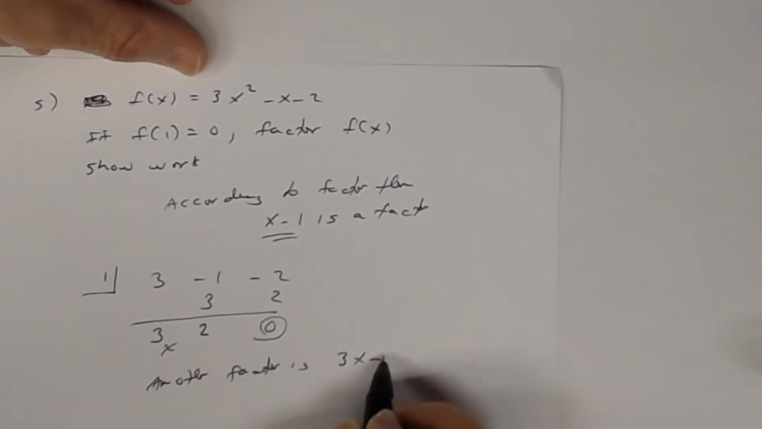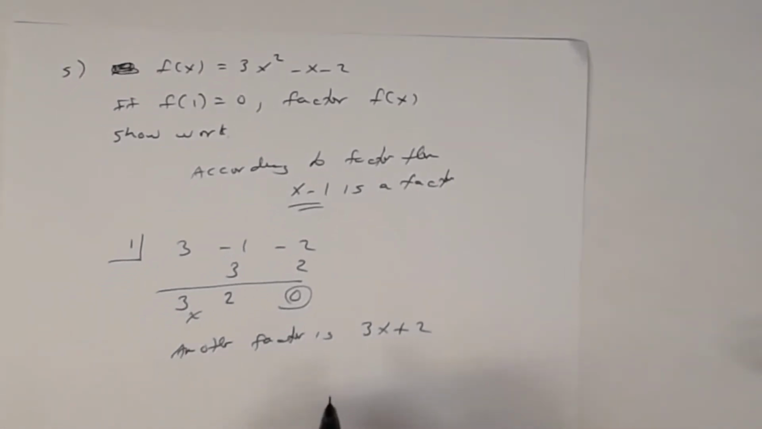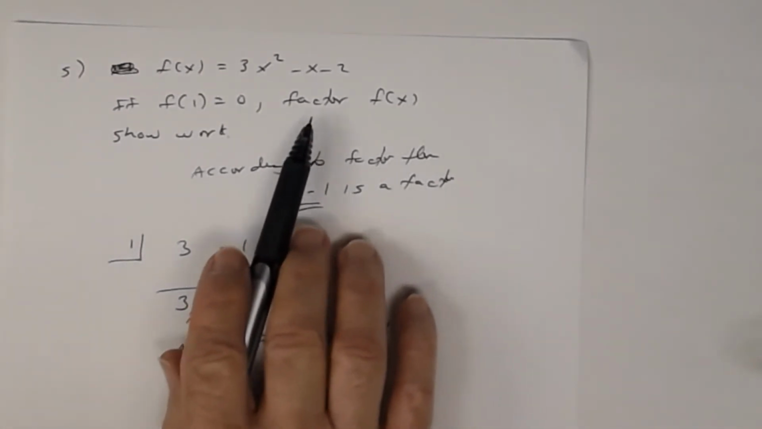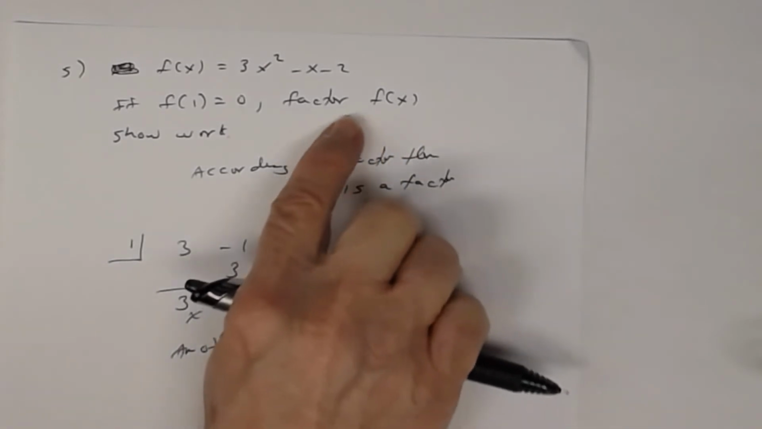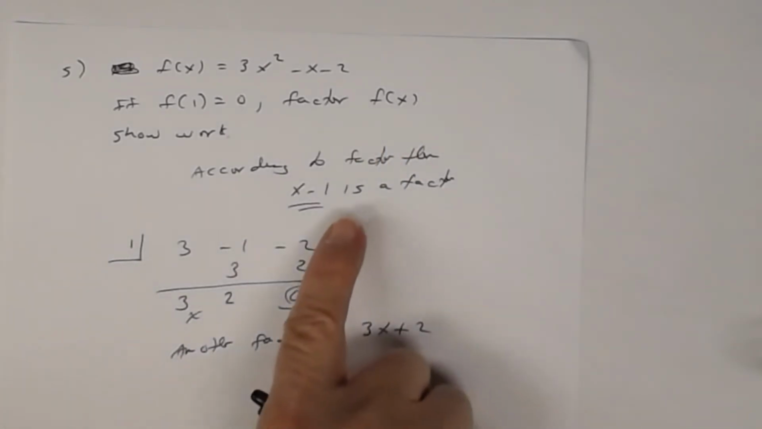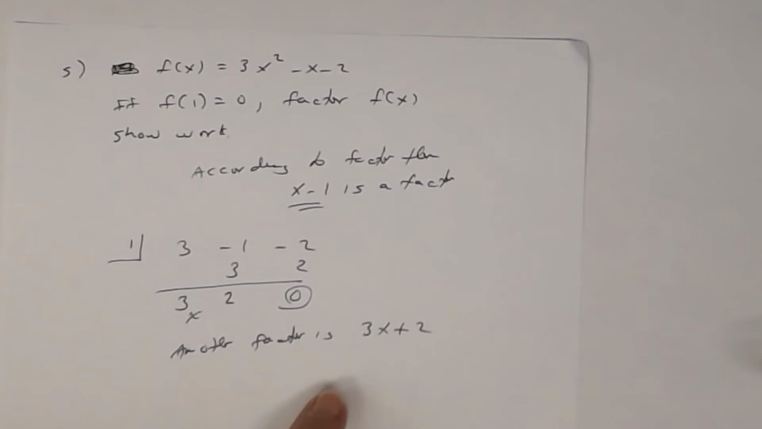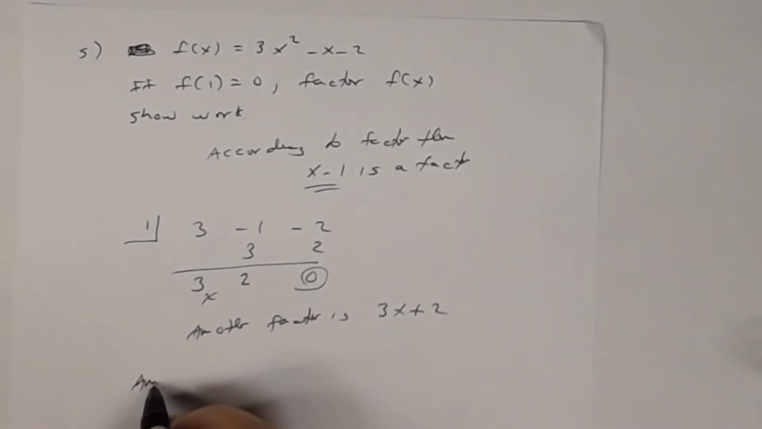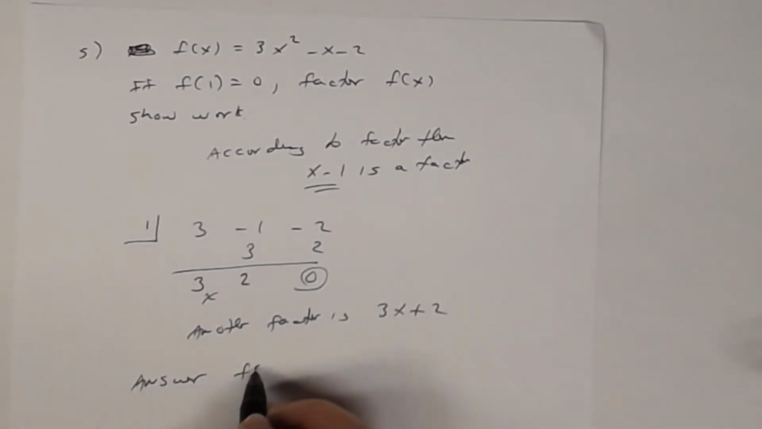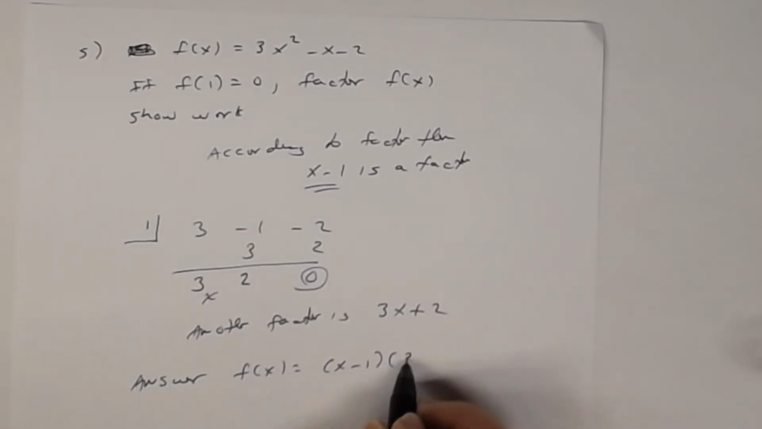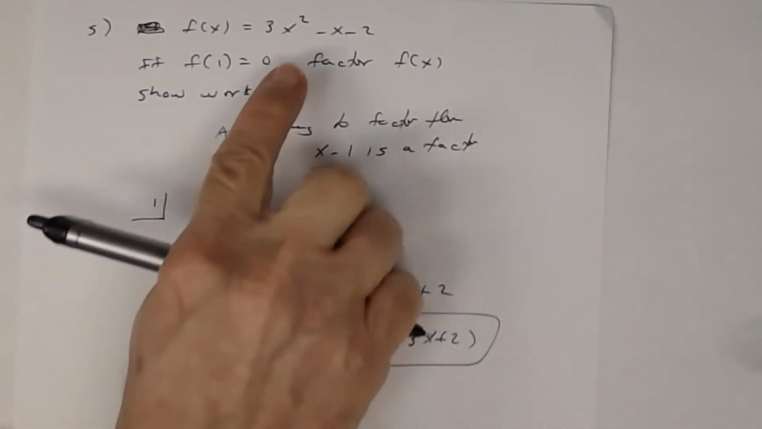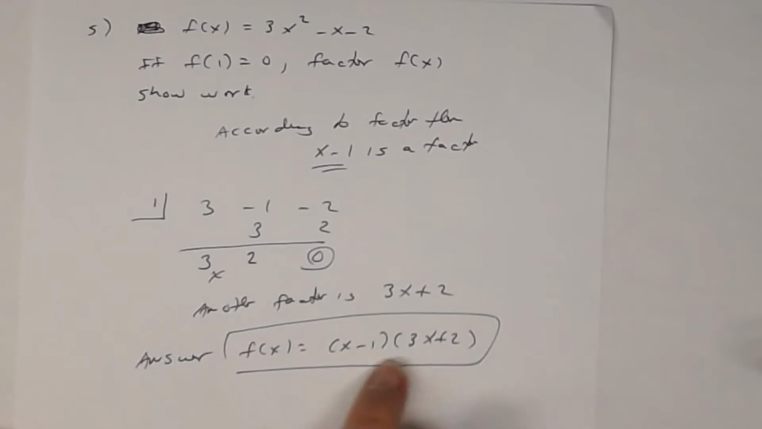is 3x plus 2. Now remember, the direction says factor f of x. So don't write this and say you're done, because you have to answer the question. You found the two factors, x minus 1 and 3x plus 2, so your answer will be f of x equals x minus 1 times 3x plus 2. There's your answer. You factored f of x into two factors.